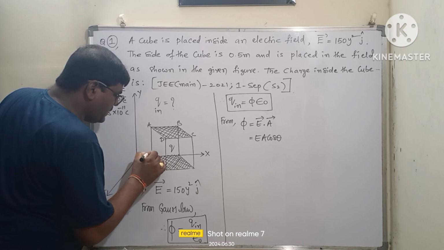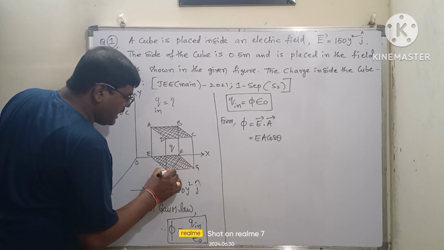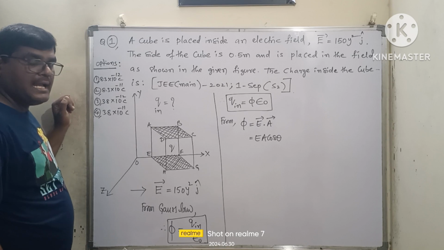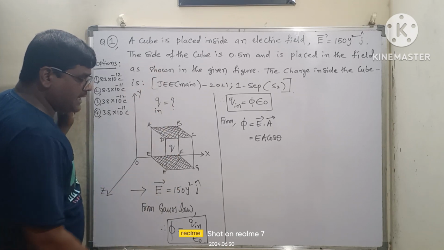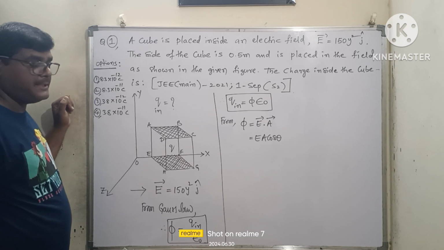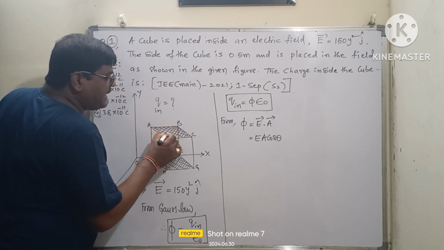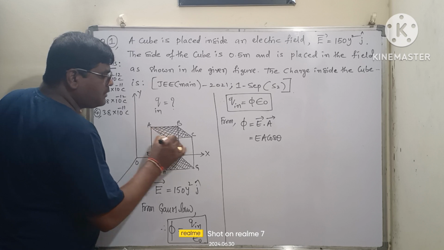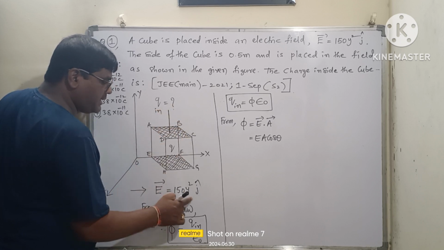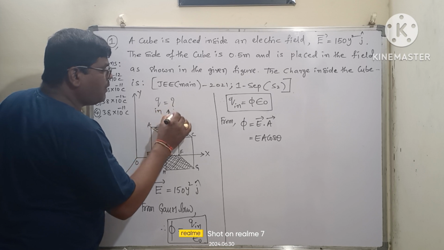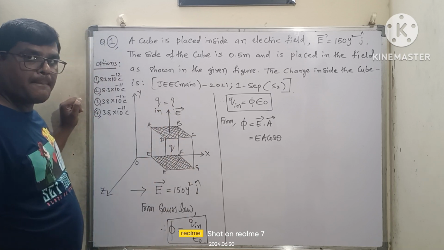Okay, so E, F, G, H. This is another plane here. The electric field is passing through these two faces along the direction of Y. What is the electric field direction through this face? This is the direction of the electric field, already given along the direction of Y. That is the direction of electric field E bar.